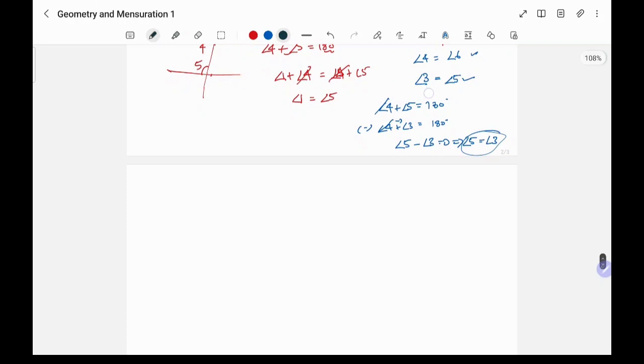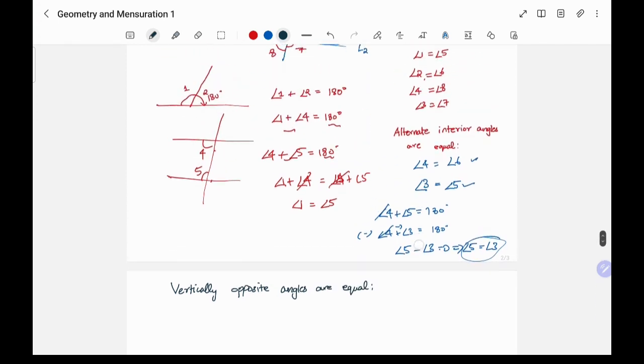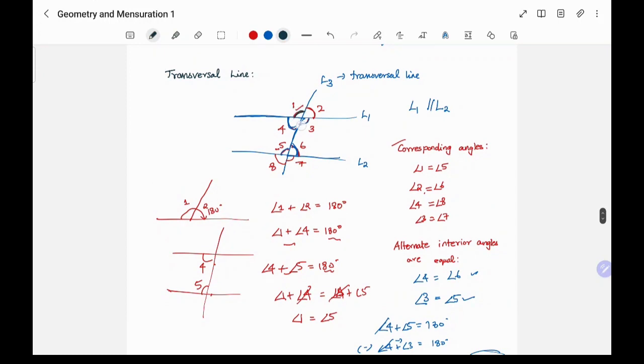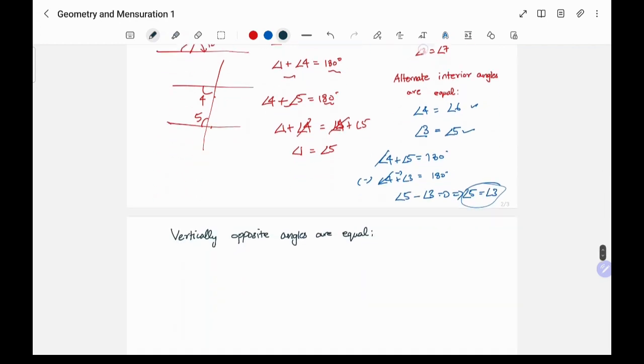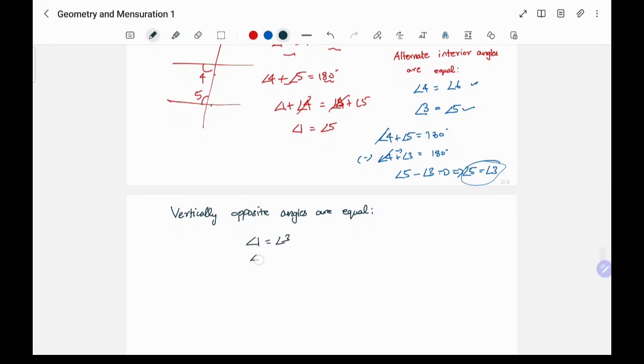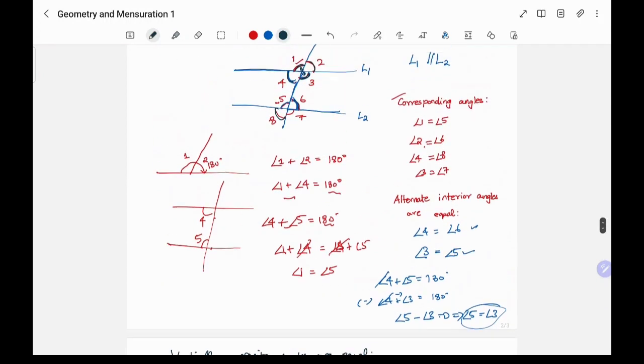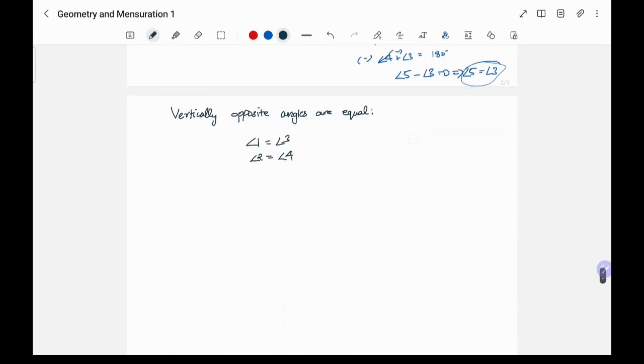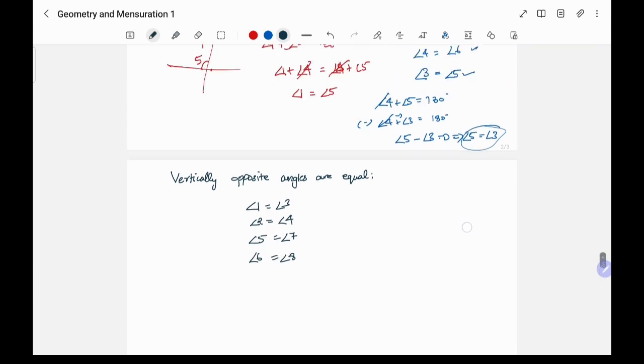Next property is vertically opposite angles are equal. So vertically opposite angles. If you see 1, 3 is vertically opposite to it, right? Similarly, 6 and 8, 4 and 2, right? So angle 1 is equal to angle 3, angle 2 is equal to angle 4, angle 5 is equal to angle 7, angle 6 is equal to angle 8. So this is also 4 pairs.